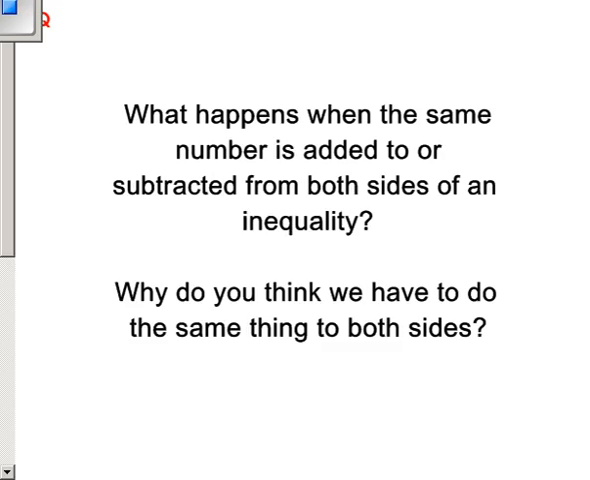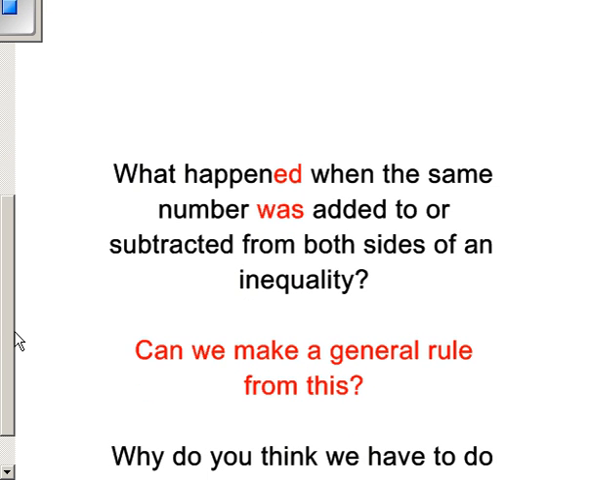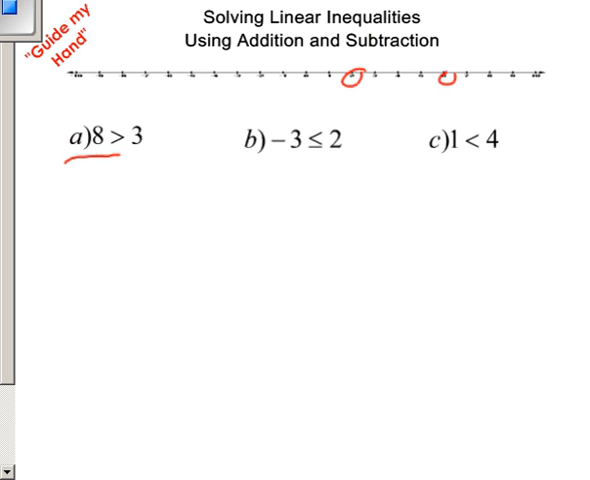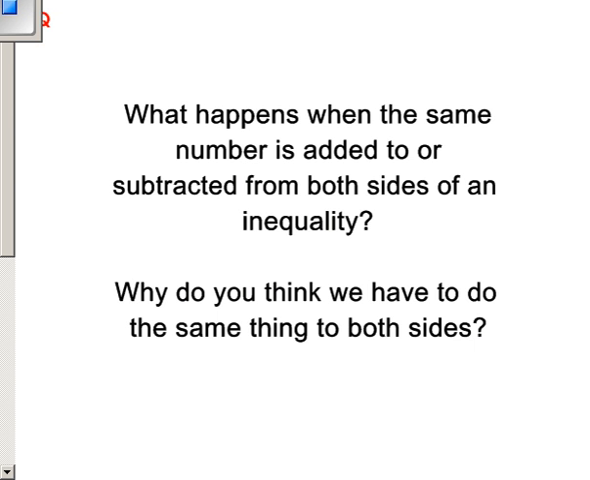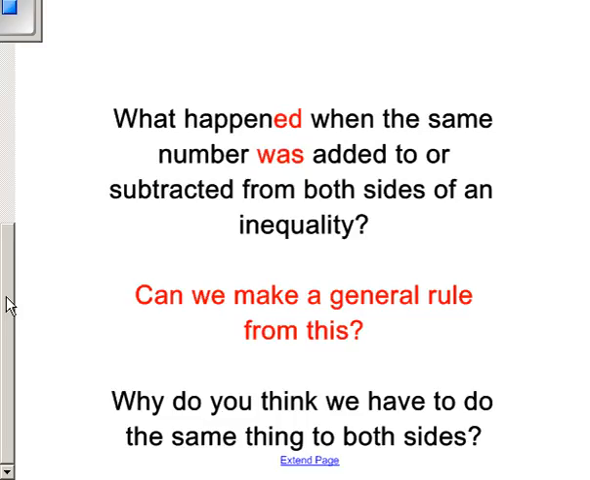The next one was her essential question. It started out, what happens when the same number is added to or subtracted from both sides of an inequality? What do you think will happen when we do the same thing to both sides? We changed it to what happened when the same number was added or subtracted to both sides of an inequality, because in the last question that's what we did. So we are going back to what they just learned. Then can they make a general rule? Have them discuss what they could create as an idea, and then what do you think we have to do to both sides? So it's pretty much the same.